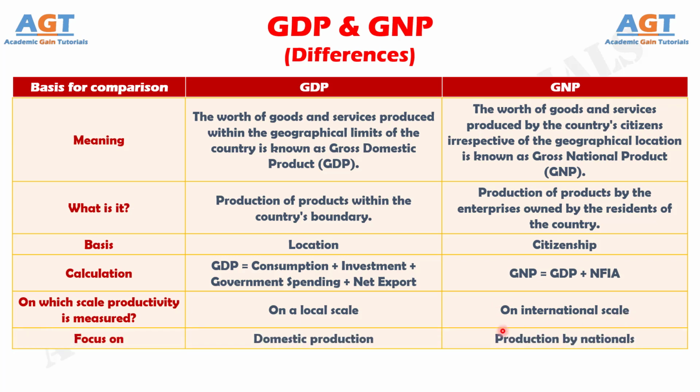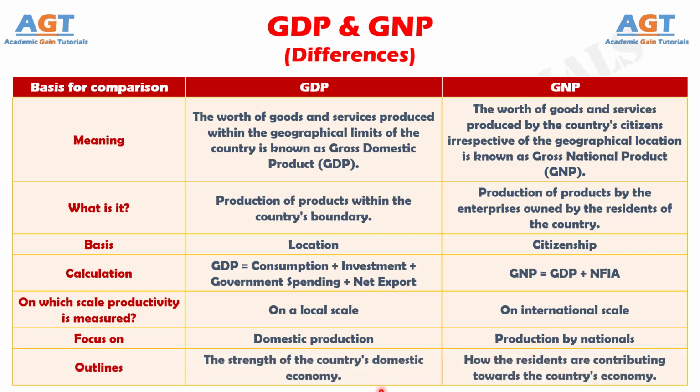Number 6. GDP focuses on measuring domestic production, but GNP focuses on production by the nationals, that is, individuals or corporations, of the country. And difference number 7. GDP outlines the strength of the domestic economy of a country. On the other hand, GNP outlines how the residents are contributing towards the economy of the country.